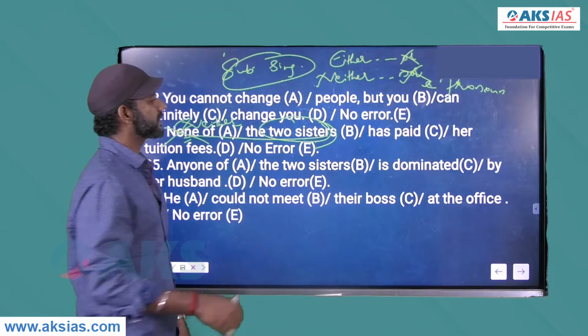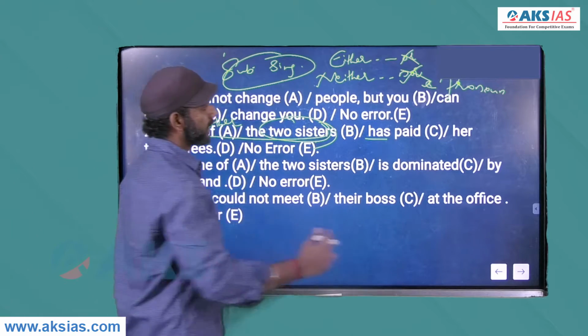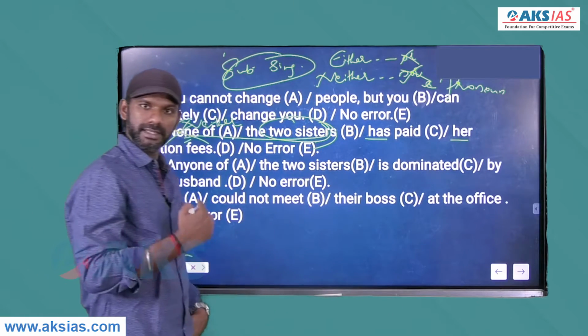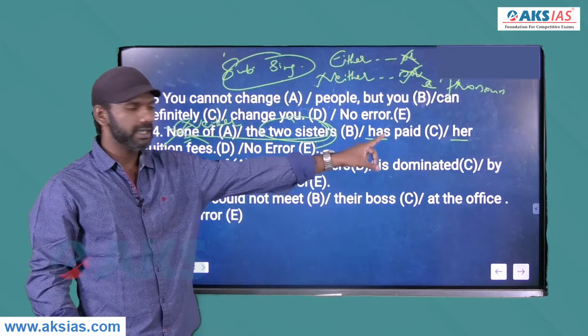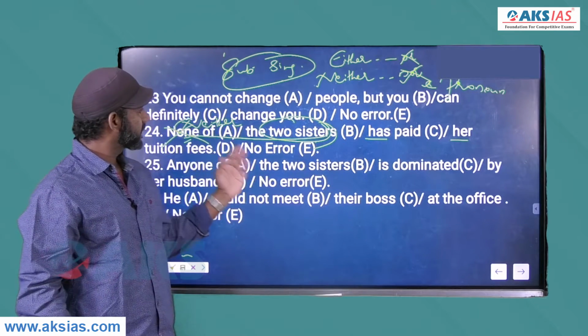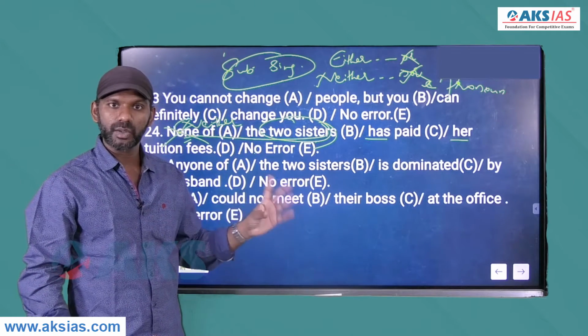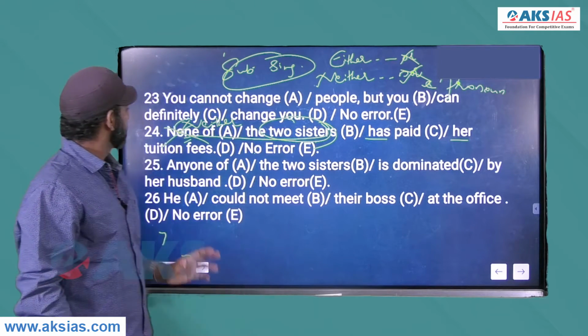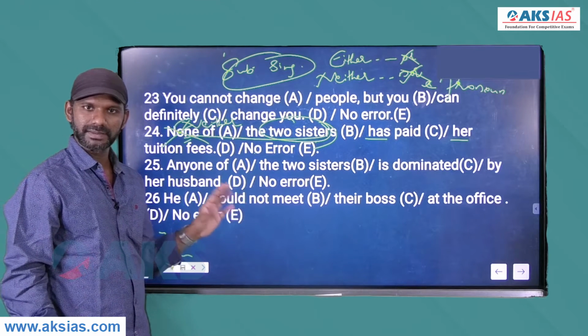Neither of the two sisters has paid her tuition fees. Has is a singular verb. Her is a singular pronoun. Subject is singular, verb is singular, pronoun is also singular. This statement now is completely correct. So neither of the two sisters has paid her tuition fees. Getting it?